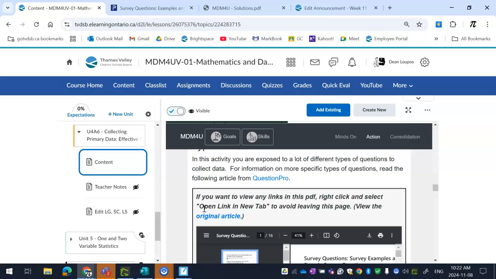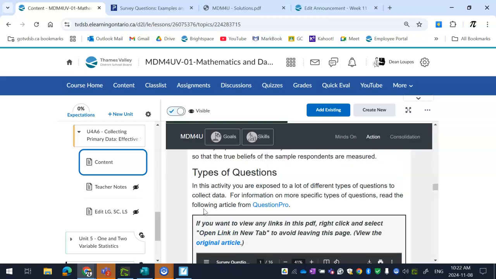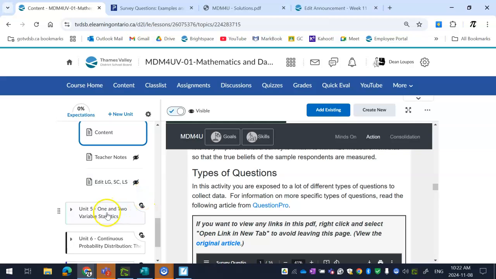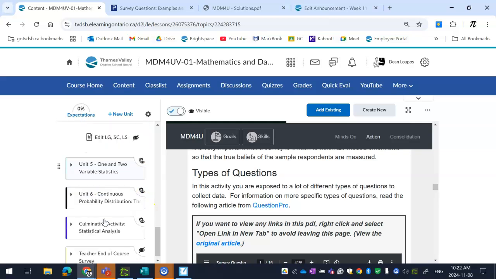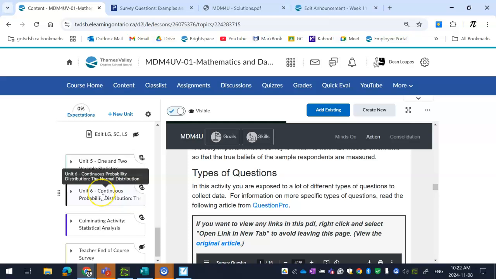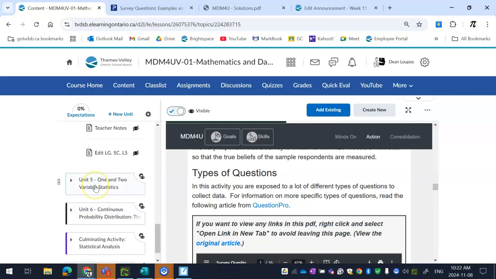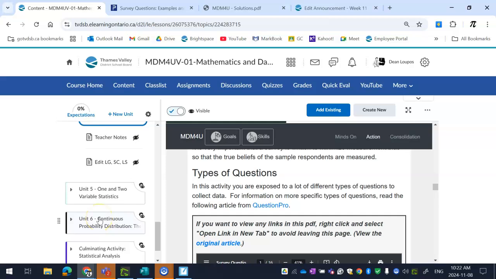So the unit itself is a little bit softer, less mathy. We get straight into one and two variable stats soon, and then we finish with the distribution tables and that sort of thing, which is really mathy. So that's going to finish the course. We're almost done. Two more units left, and then that's it.